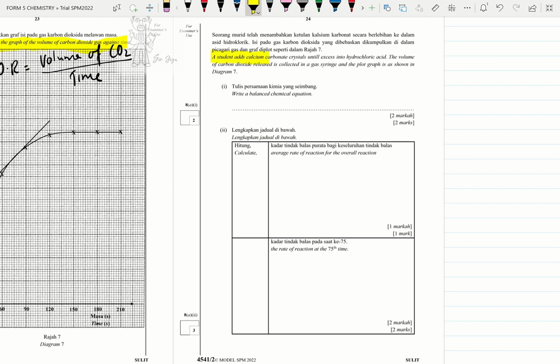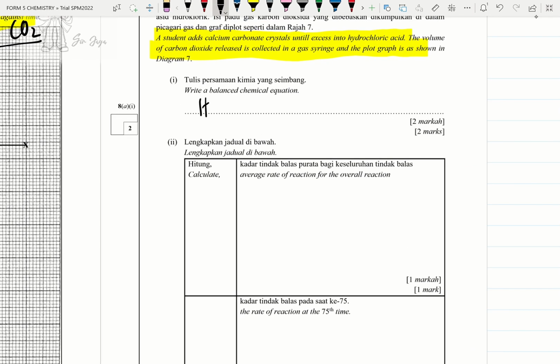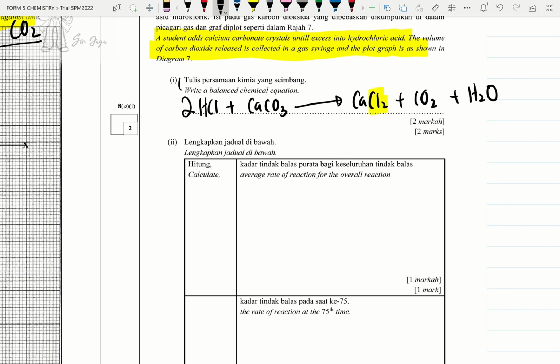A student adds calcium carbonate crystals in excess into hydrochloric acid. The volume of carbon dioxide gas is collected in the gas syringe, and they plotted the graph. So based on this reaction, we try to write down the balanced chemical equation. I put hydrochloric acid reacts with calcium carbonate. We will get calcium chloride plus carbon dioxide and water. So we try to balance chloride 2, so I put 2 in front of hydrochloric acid, which balances the chloride and hydrogen 2. So hydrogen 2, so the reaction is balanced.